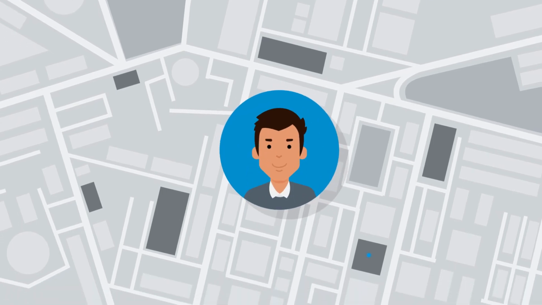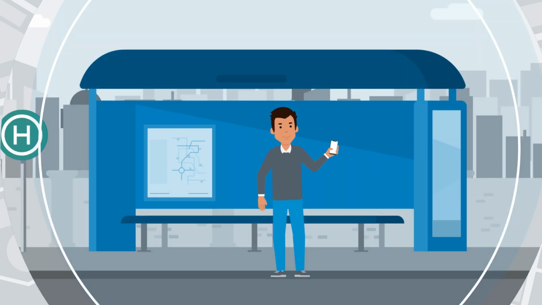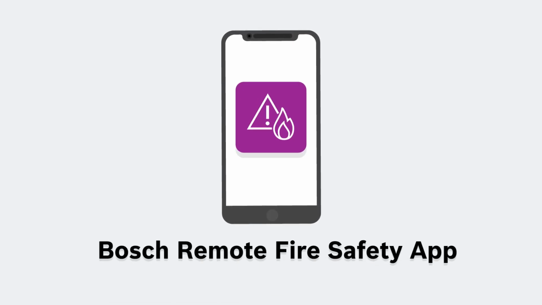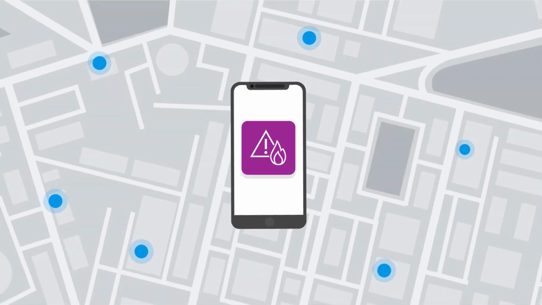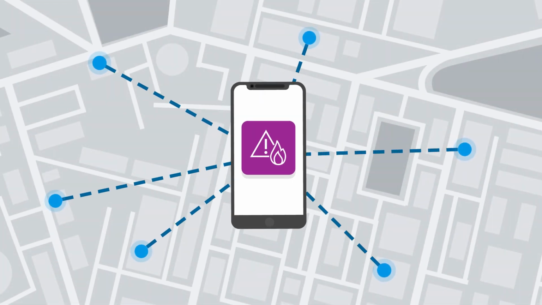You are responsible for several buildings and always want to be up to date regarding the fire safety of each and every one of them, wherever you are. This is now easier than ever with the Bosch Remote Fire Safety app. The Remote Fire Safety app is linked directly to the Bosch fire alarm systems in your buildings.